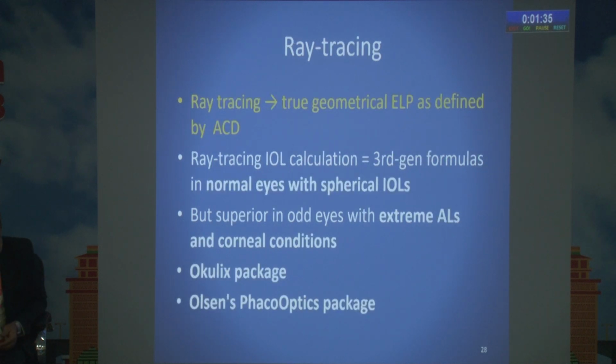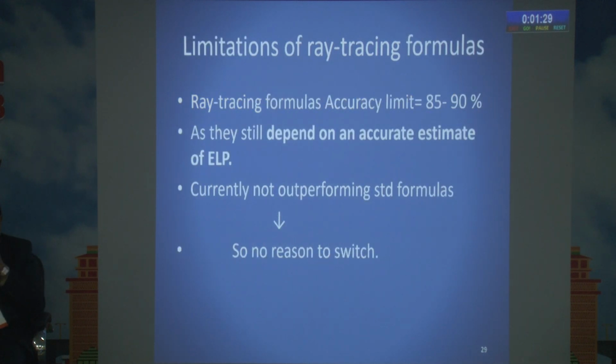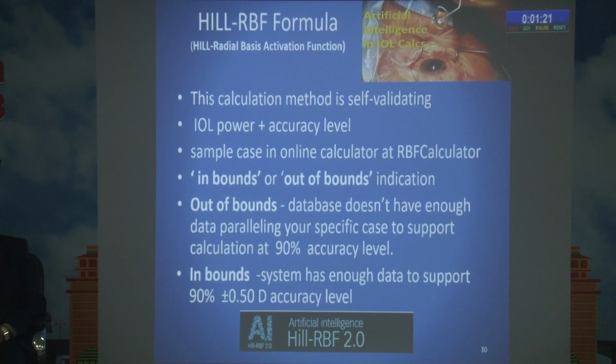Ray tracing gives us true geometrical effective lens position and is incorporated in Oculix and Allsense, but there are limitations of ray tracing. That is, it is not outperforming the standard third generation formula, so there is no reason to switch to the ray tracing formula. The Hill RBF formula not only gives us the accuracy level, it also tells us whether your result is inbound or out of bound, depending on whether the database has enough data paralleling your specific case.